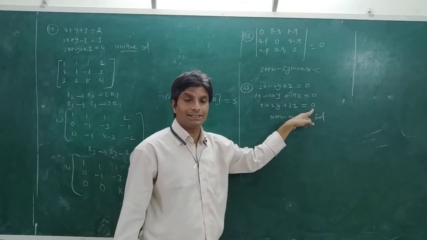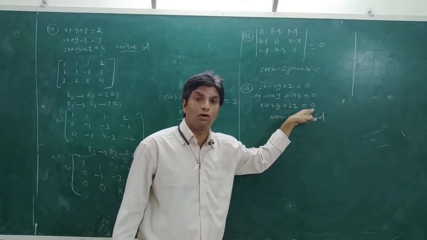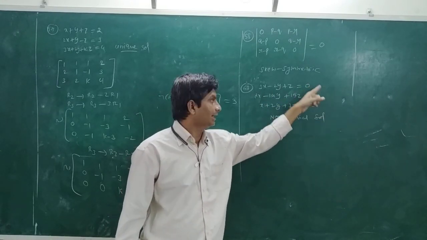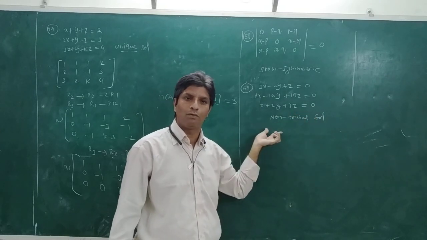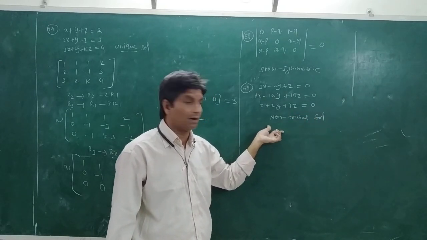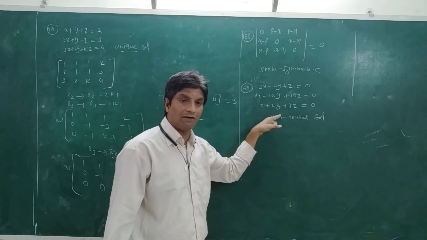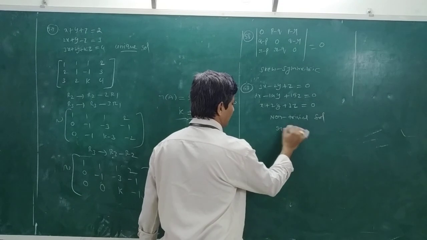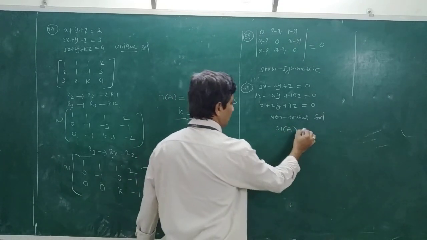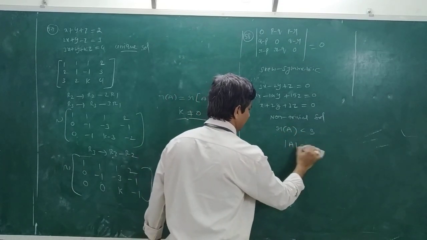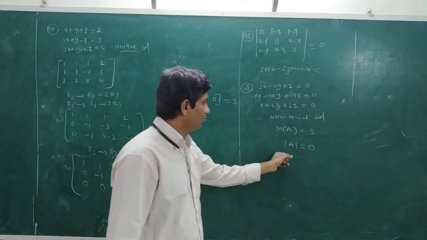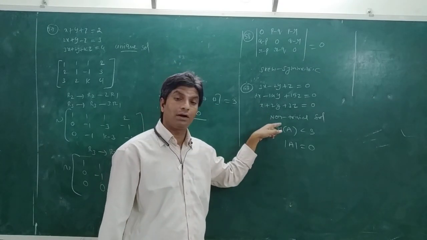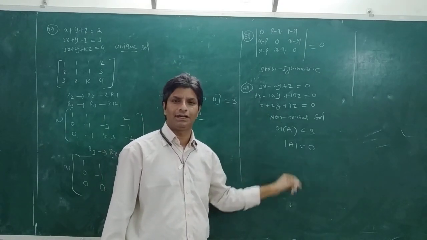See, is this a non-homogeneous system of equations or a homogeneous system? This is in the form of Ax equal to 0, where all the constants on the right side are 0. This is a homogeneous system of equations. If a homogeneous system of equations has a non-trivial solution, what is the rank of A? Rank of A is less than n. Rank of A less than n means determinant of A equal to 0. I told you directly: whenever a homogeneous system of linear equations has a non-trivial solution, take directly det A equal to 0.